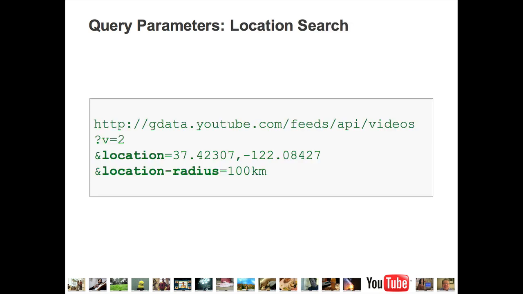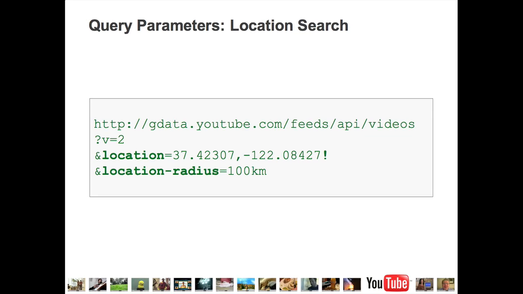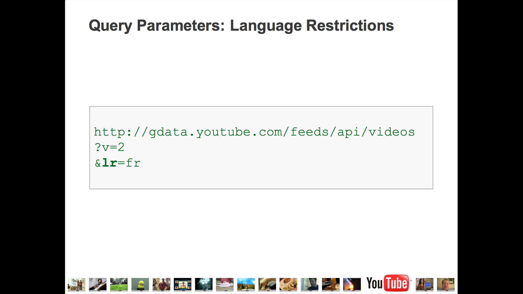In version 2 of the API, we added location-based search, where you can pass latitude and longitude information and find videos that occurred near that point. Since a large number of videos only have descriptive locations such as London, if you only wish for videos with explicit latitude and longitude information to be returned, add an exclamation point to your query. To only show embeddable videos, such as for embedding on an external web page, use the format parameter. If you only want results in a specific language, you can use language restrict. Note this is only for video metadata and not the audio track of the video.